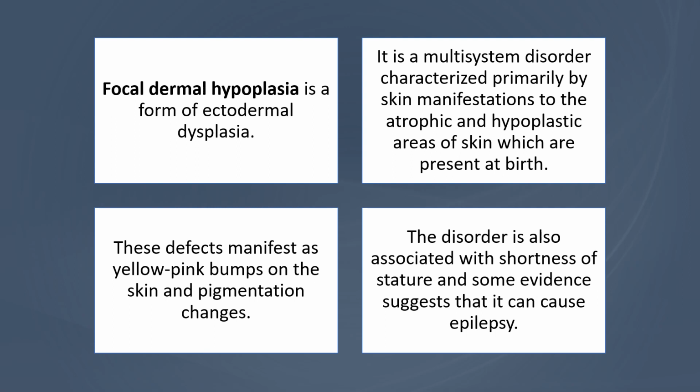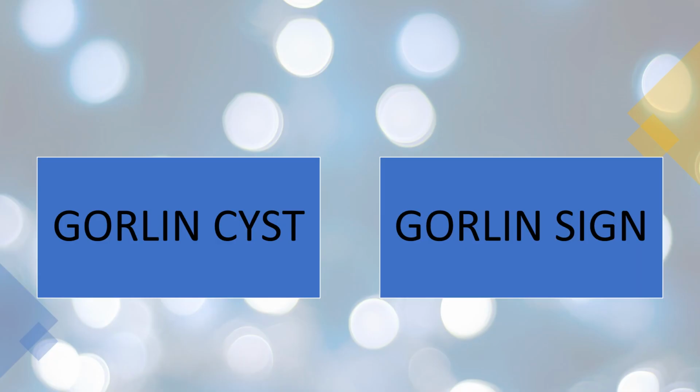It is a multisystem disorder characterized primarily by skin manifestations, atrophic and hypoplastic areas of the skin which are present at birth, and they manifest as yellow-pink bumps on the skin and pigmentation changes. The disorder is associated with short stature and some evidence suggests that it can also cause epileptic attacks. Apart from that, the other things which include the name Gorlin are Gorlin cyst and Gorlin sign.